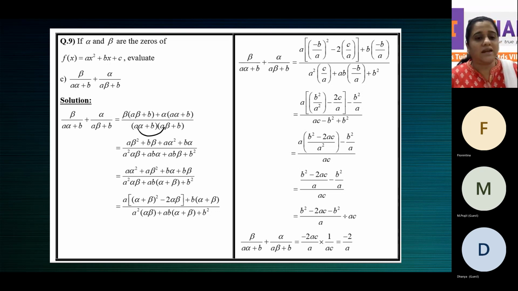So multiply this into this. Correct? That will be what? A alpha into a beta will be a square alpha beta. Then a alpha into b, so it will be a b alpha. Then this into this, a b beta. And then this into this, b squared.